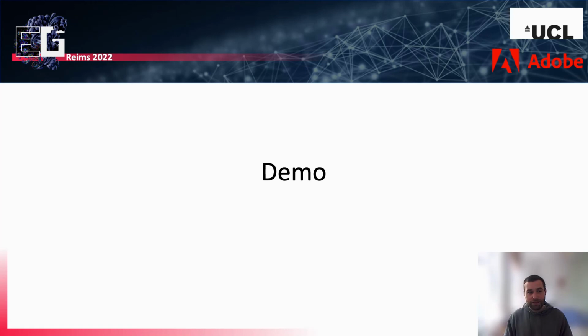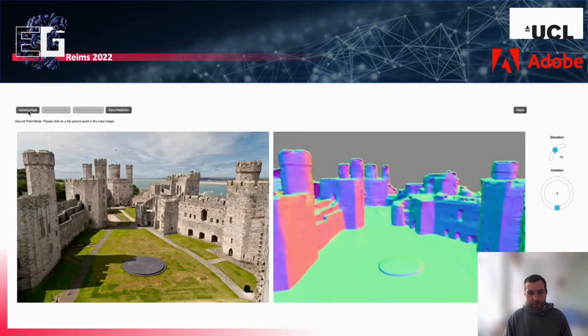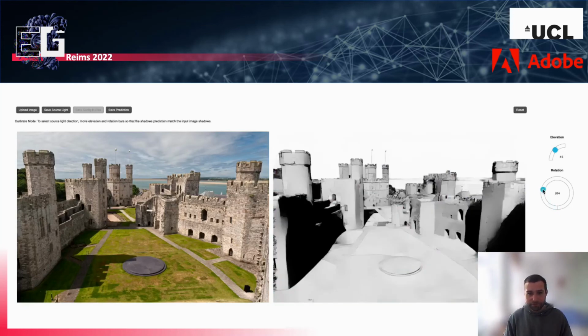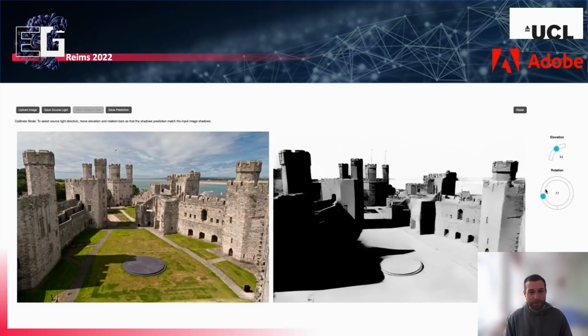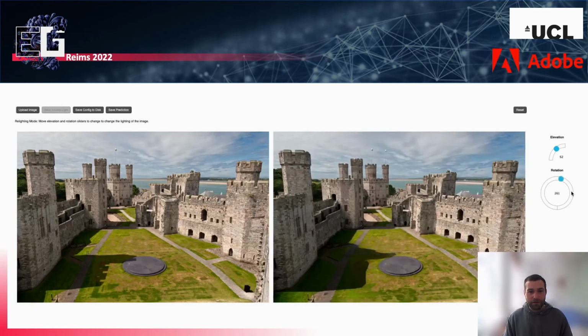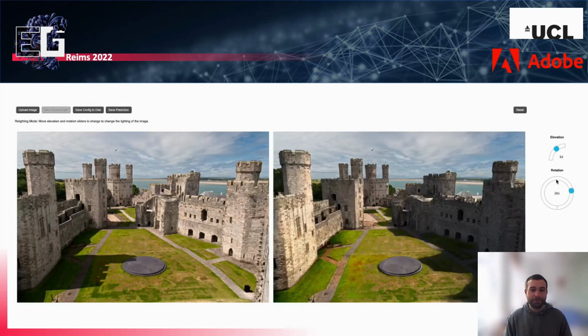We will present a demo of our relighting system in action. First, a user uploads the image and then clicks on the ground point so the camera can determine its position with respect to the image. Next, the user needs to input the source shadow direction. To do this, we show the predicted shadow map on the source map and ask the user to align this with the original input image shadows. Once these have been correctly identified, the user can now start the relighting process. The user can change the rotation and the elevation of the sun to relight the image under any arbitrary sun position that they choose.